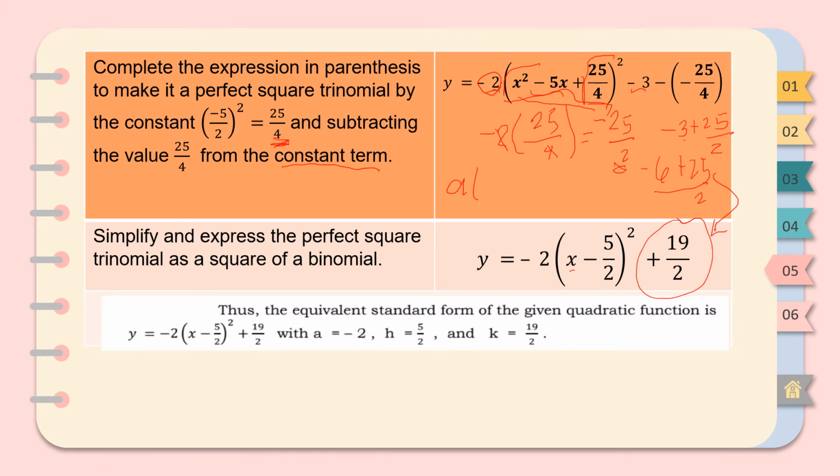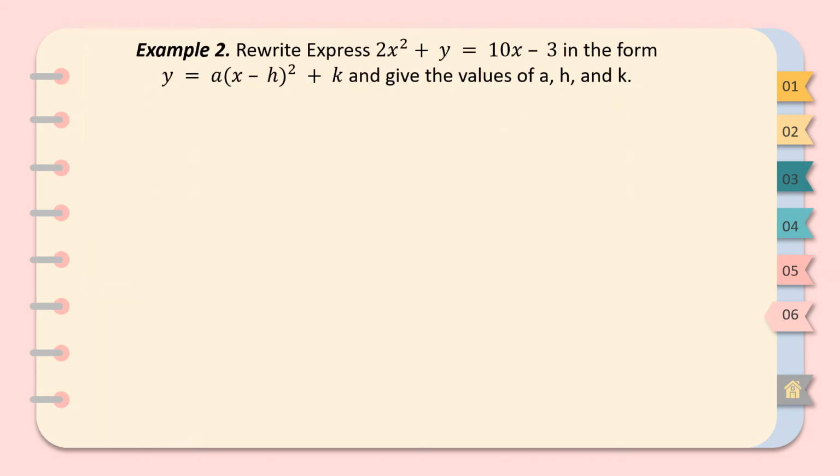So, therefore, the equivalent standard form of the given quadratic function is y is equal to negative 2 quantity x minus 5 halves squared plus 19 all over 2. With our a value, which is negative 2, our h value, which is 5 halves, positive po kasi negative po yung nakuha natin. And then k is equal to 19 divided by 2. Ito po yung solution 1 natin.